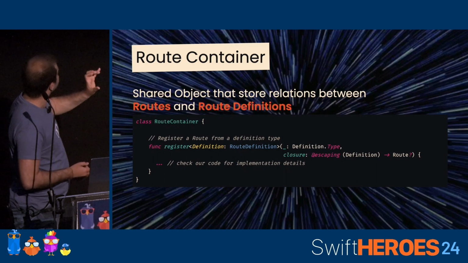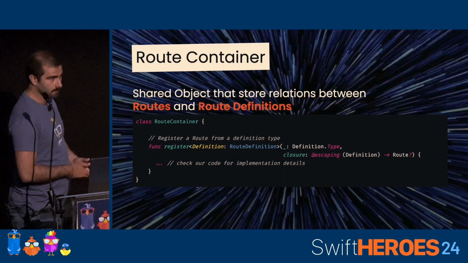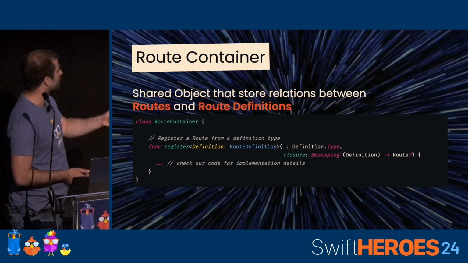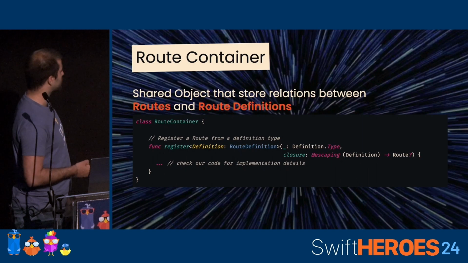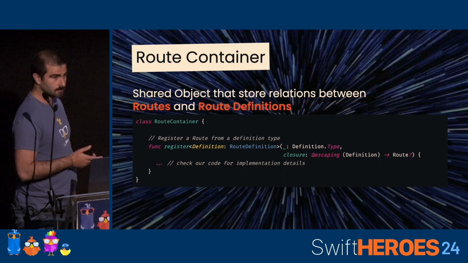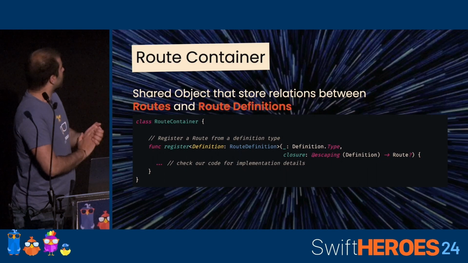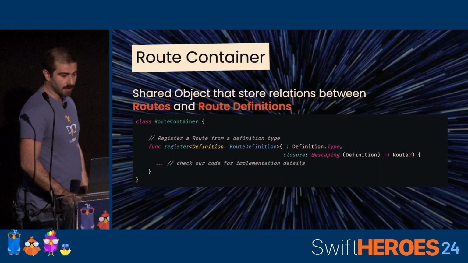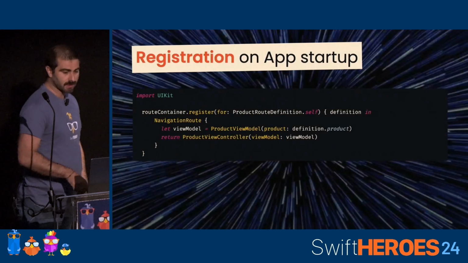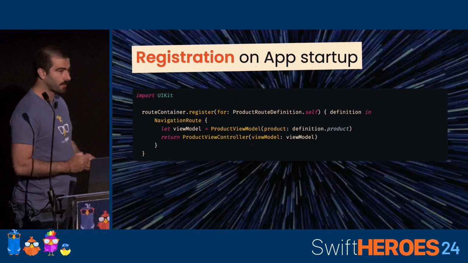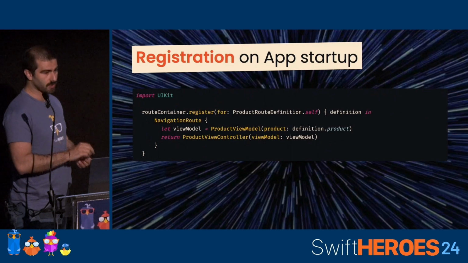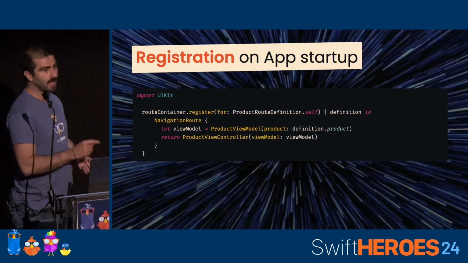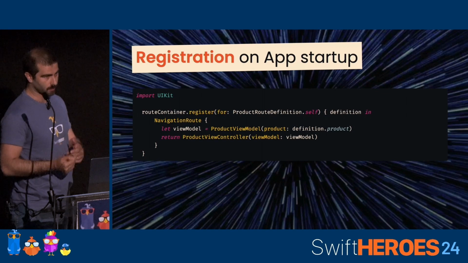But it does something different, because it's a root container. It works like a dependency container, but instead of taking an interface and returning a concrete object, it takes a definition and returns a specific root. Okay? Like what we do with the dependency container, the root container is set up at the startup of the application before we present any view controller, because we need to register for each definition a specific root that we want to use to present a view controller.